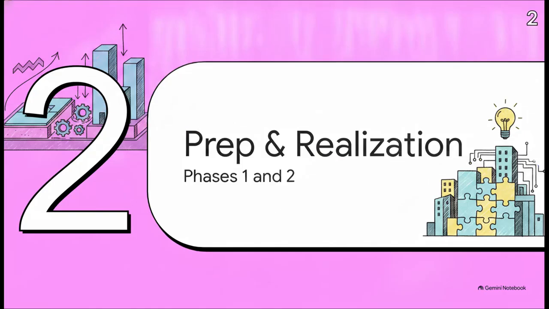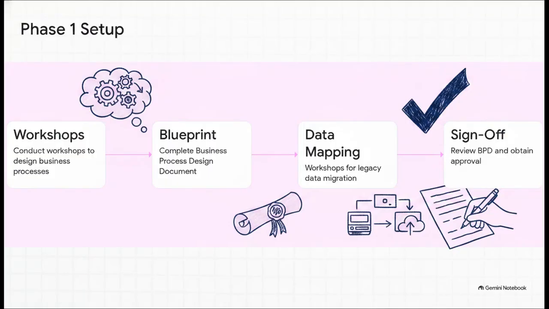Section 2. Preparation and Realization, Phases 1 and 2. All right, let's really dive into this. Phase 1 is all about preparation and planning. This is where we sit down and actually define the business processes. We run workshops to design them, ultimately finalizing a business process design document, which is often just called the blueprint.